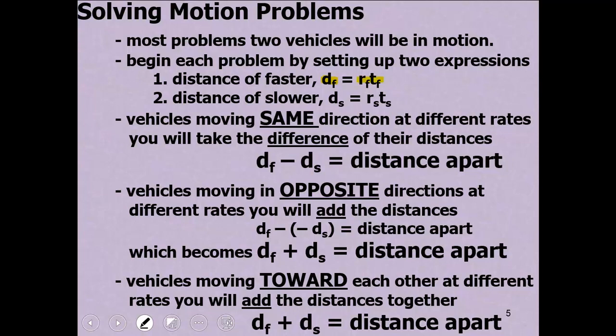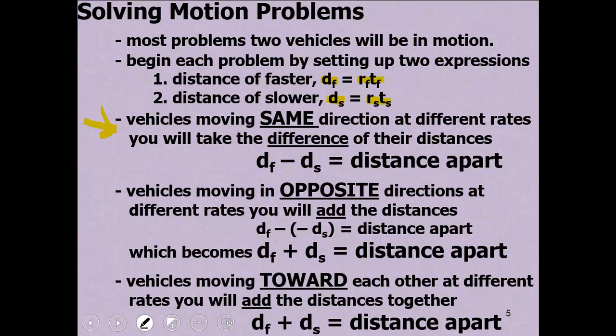Then I have the distance of the slower vehicle. Again, the s is nothing more than just a way to identify which one is moving faster, which one is moving slower, identify the two different vehicles in the problem, all right? So then I have the distance traveled by my slower car is going to be its rate of the slower car times the length of time that it's traveling, all right? So here's where the rubber meets the road, okay?